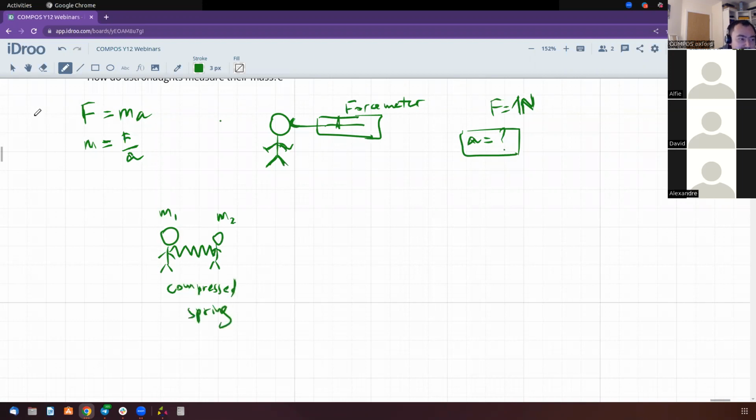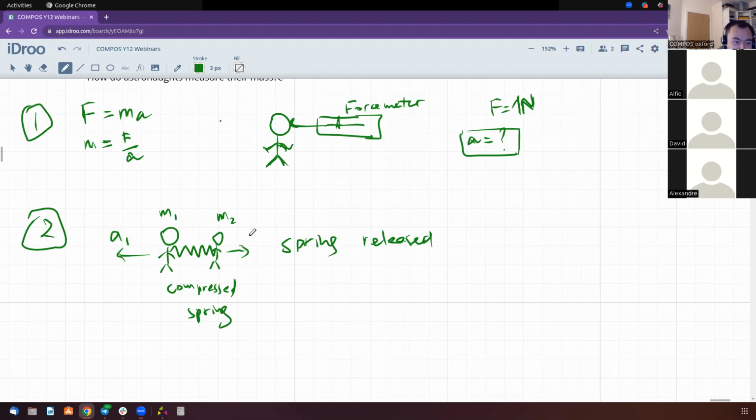The spring is released, so that's the first method. The second, the spring is released. And one astronaut accelerates right, one astronaut accelerates left. The acceleration of the first astronaut is A1, the acceleration of the second astronaut is A2, and you have M1 A1 equal to M2 A2.